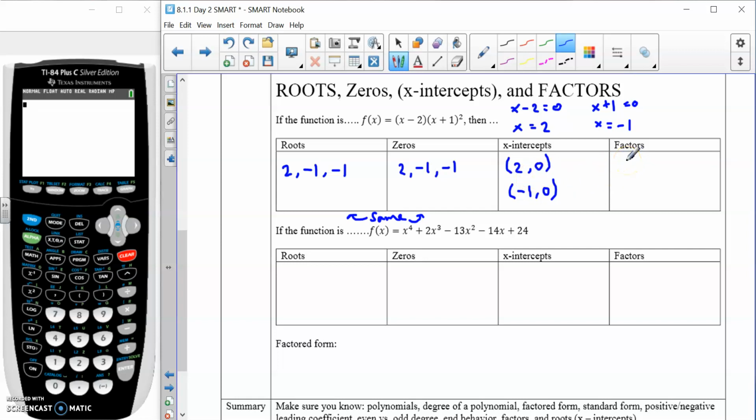And lastly, for factors, this is very conveniently already in factored form, and so we know our factors are x minus 2 and x plus 1. And we can even list x plus 1 twice because there are 2 of them technically, right? In our equation, if there's an x plus 1 squared, that's the same thing as saying that there's an x plus 1 times another x plus 1. All right, so figuring out this information from factored form is relatively simple.